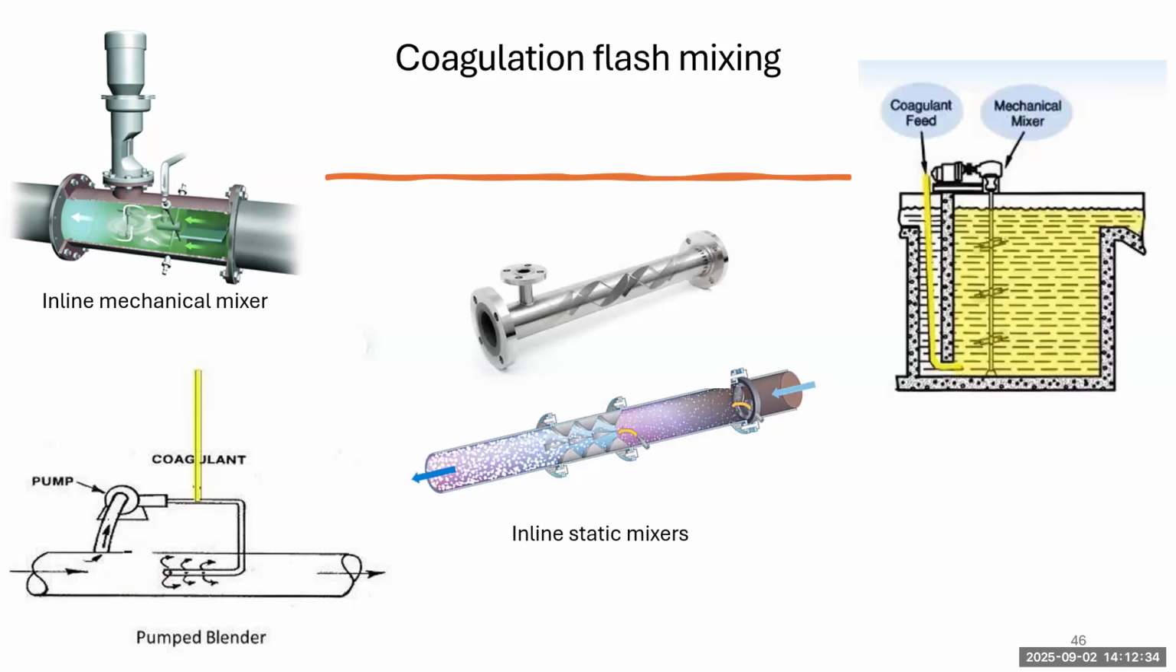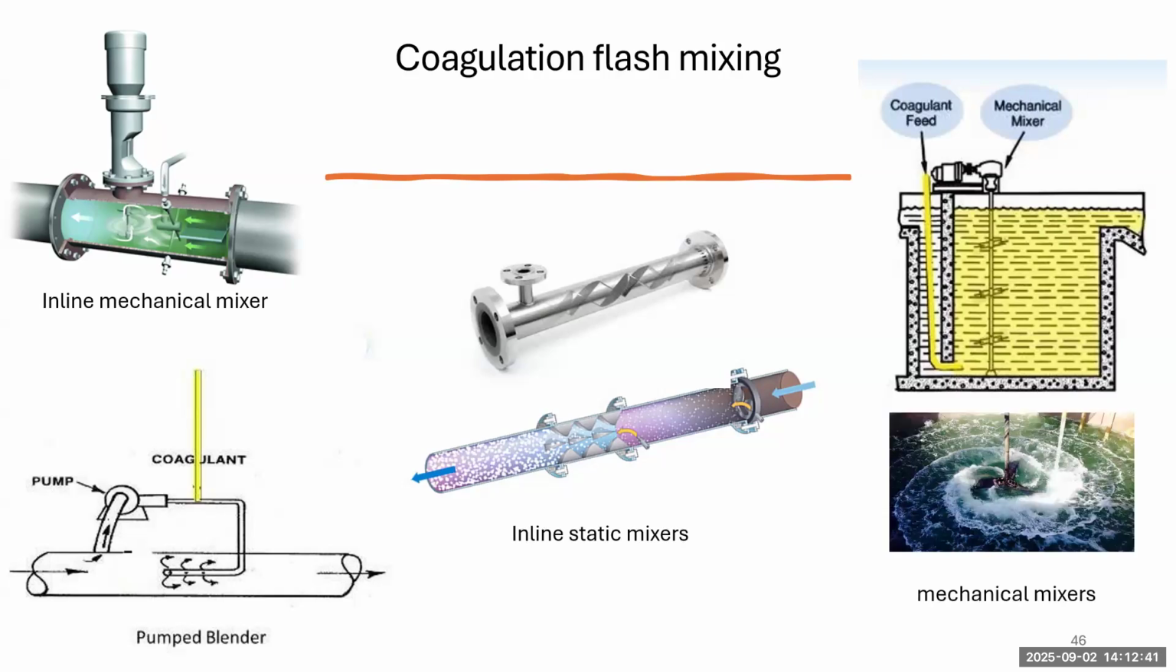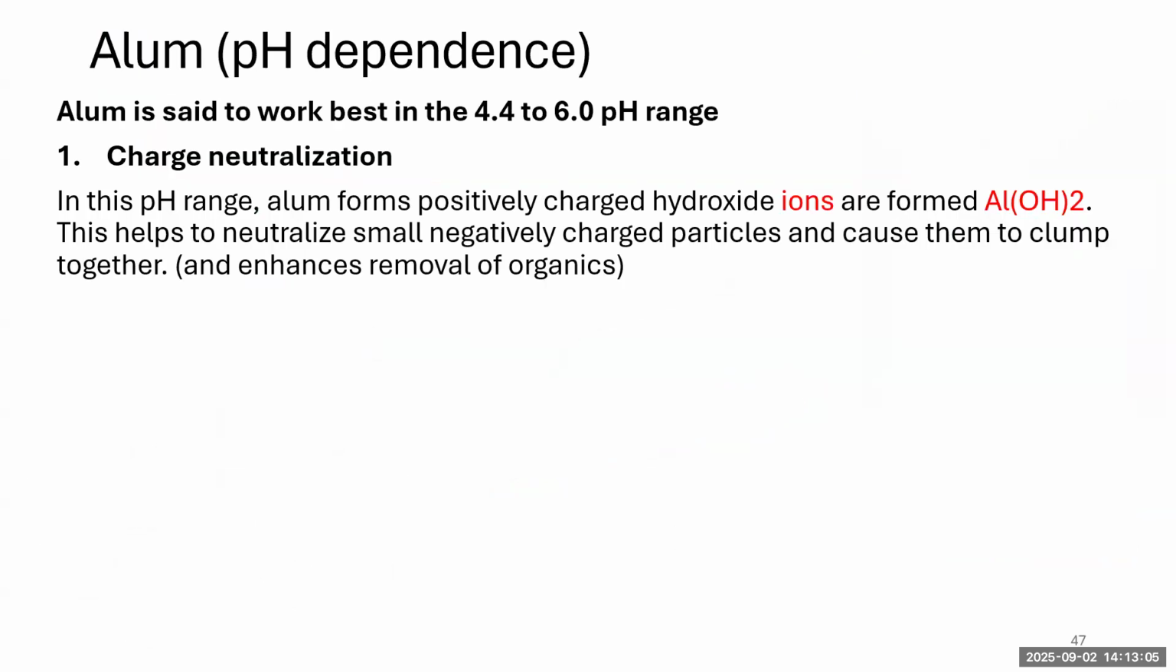And then finally, you could simply dose into a tank and have a propeller type mixer, and they would call this a mechanical mixer. These aren't going to be typically as efficient as some of these other inline mixers, but they can be designed with multiple mixers and the flow directed very carefully with baffles so that you get the best mixing possible.